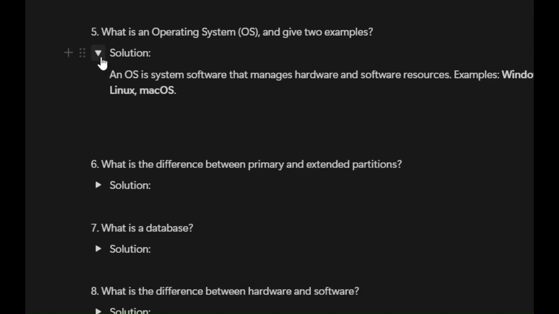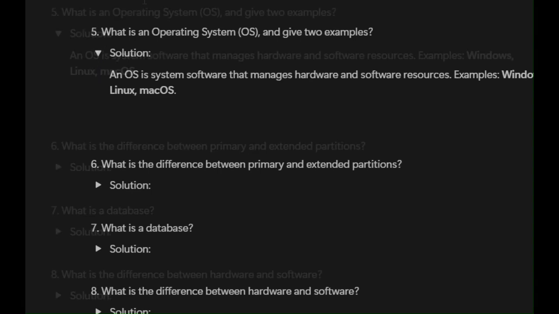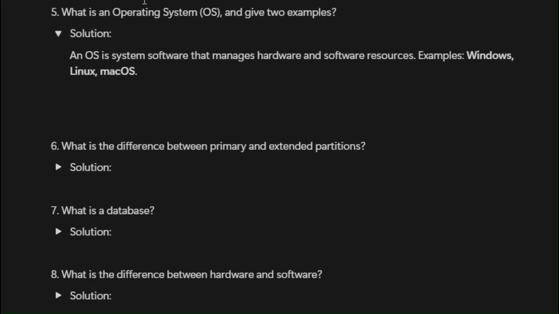Let's see the solution. An operating system is system software that manages hardware and software resources. For example, Windows, Linux, and macOS are operating systems.